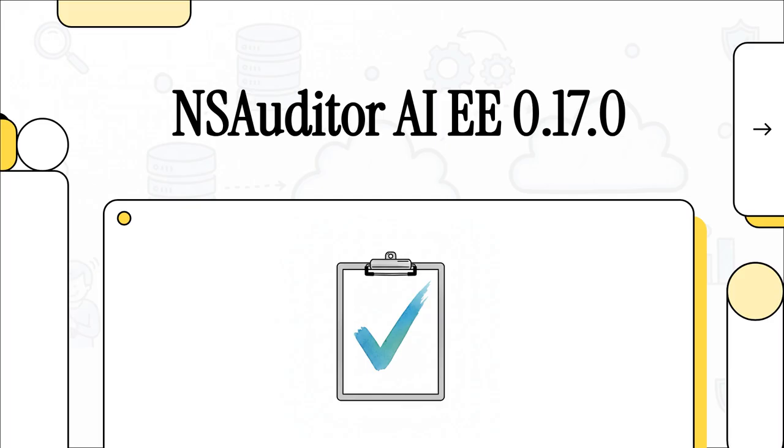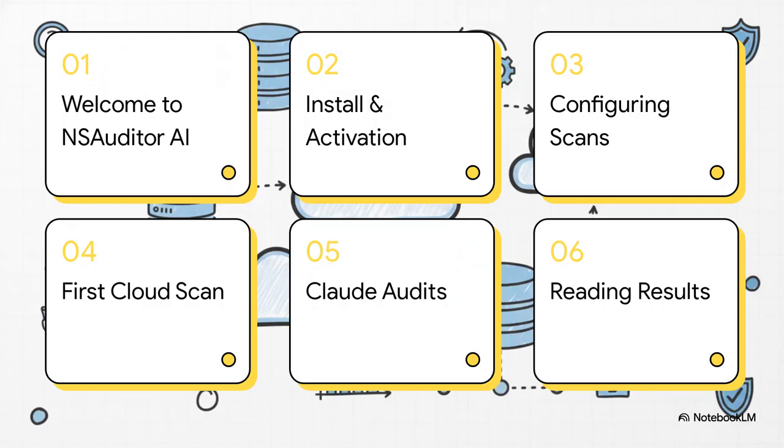Let's get to it. All right, here's our roadmap for today. We'll kick things off with a quick welcome to Nsauditor AI, run through installation and license activation, and then configure your scan credentials. After that, we'll run your first cloud scan, explore conversational audits with Claude, and finally, make sure you understand your audit results. Lots to cover, so let's dive right in.